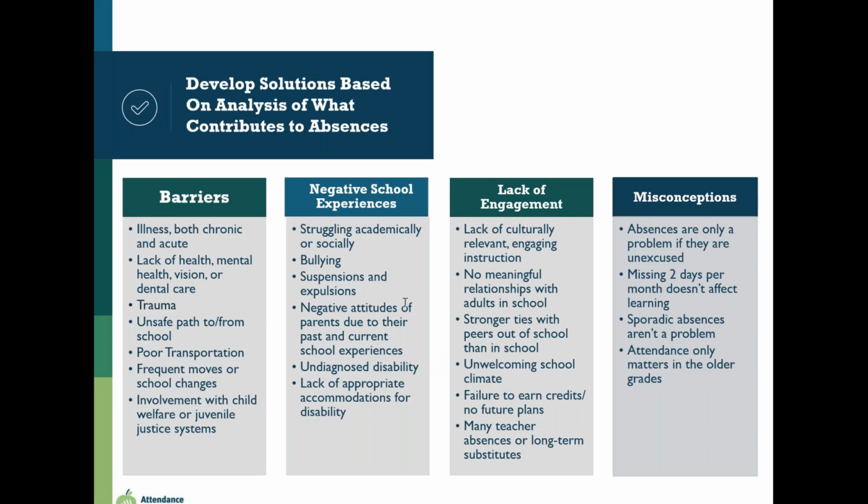Ultimately, when you have good data, the key is that it can help you understand what's contributing to chronic absence so you can come up with good solutions. To what extent is it related to barriers? Is it about negative school experiences? Is it about a lack of engagement? Is it about these misconceptions where kids might be missing a couple days, but no one realizes it's adding up? That's what Bob was talking about earlier. When you have data on chronic absence and you find, for example, that it's highly concentrated in a particular neighborhood, you can use that plus other data to see, oh, we've got an issue of trauma.